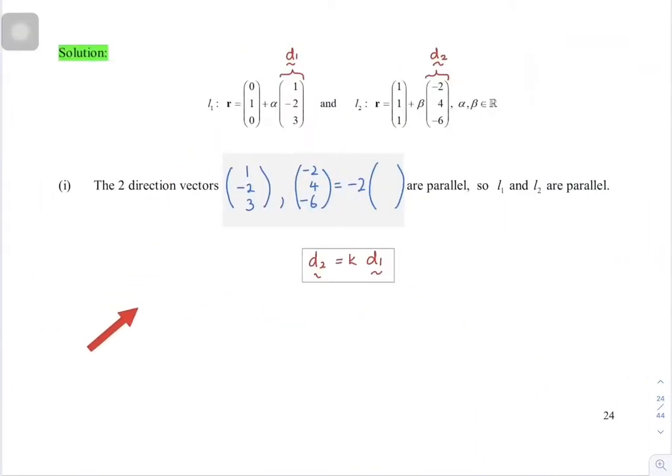In part 1, the two equations for L1 are given as this, with direction vector (1, -2, 3). And for line 2, the direction vector is (-2, 4, -6). If we look closely at the direction vector for L2, (-2, 4, -6) can be written as -2 times (1, -2, 3). That means the direction vectors are scalar multiples of each other, which means the two direction vectors are parallel, and hence L1 and L2 are parallel.